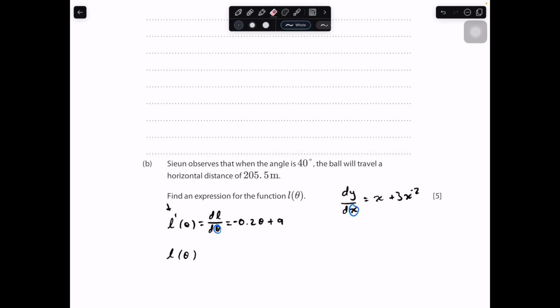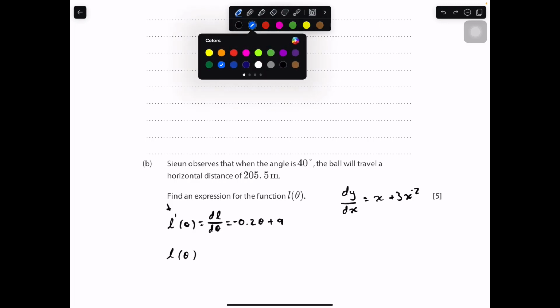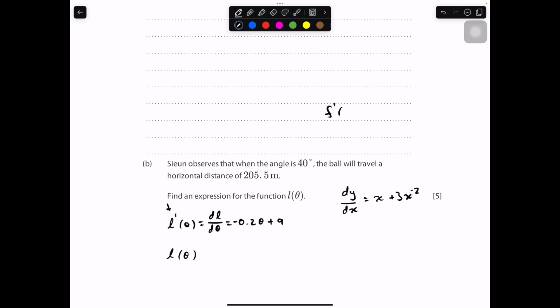I'm going to erase this. Okay, so let's take the antiderivative. Antiderivative, this is also given in the formula booklet. If we have some function f of x, or f prime of x, and it equals x to the power of n, and we want to reverse the process and find the original, what we would do is add 1 to the exponent, but also divide the whole function by whatever that new exponent is. So let's work this out right here.